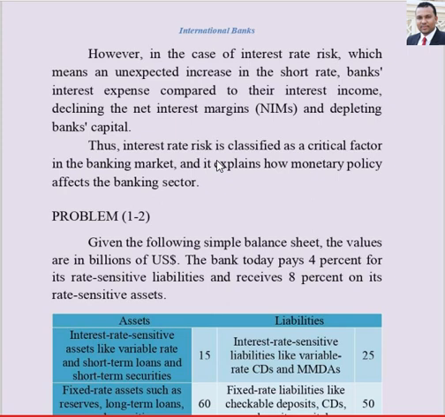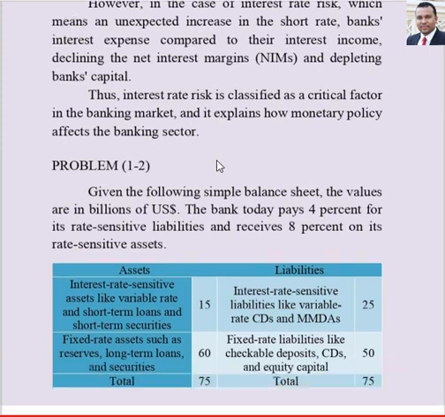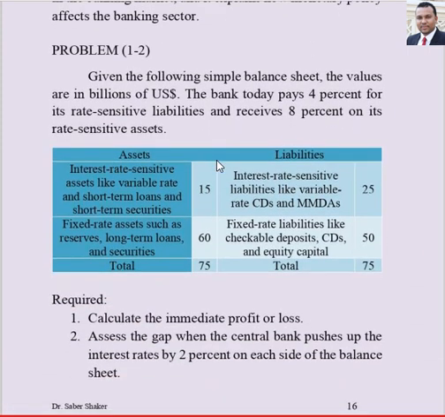But what about loans? Loans for banks are reported on the asset side. We will use the bank as this example. This is problem number 1-2. Given the following simple balance sheet for the bank, the values are in billions of dollars.